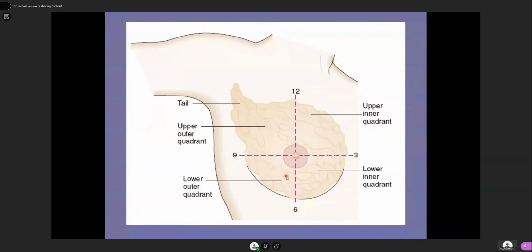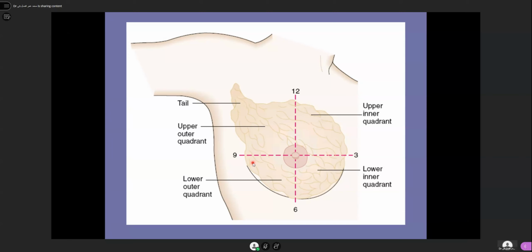Okay, so we divide the breast into four quadrants: upper outer, upper inner, lower outer, and lower inner quadrants. We have divided the breast into four quadrants for our convenience.